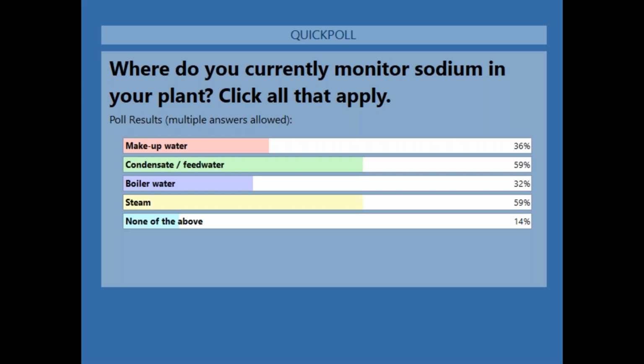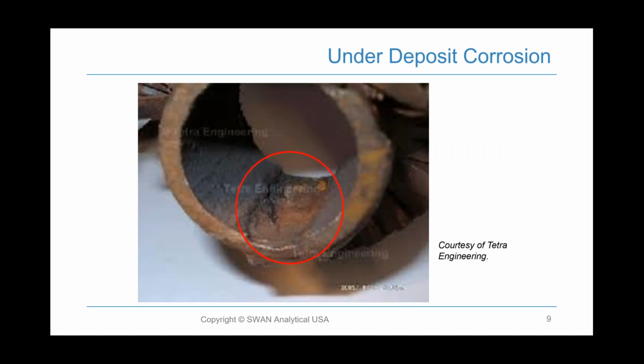So what we're seeing is that the most common place to monitor sodium is in the condensate and feed water, and also in the steam. But we're also seeing a number of people that are either checking makeup water or boiler water, and a very small portion that are not checking sodium at all. So I'll hand it back to Randy, and we'll carry on with a little bit about how to maintain your sodium analyzer. Thank you, Dom.